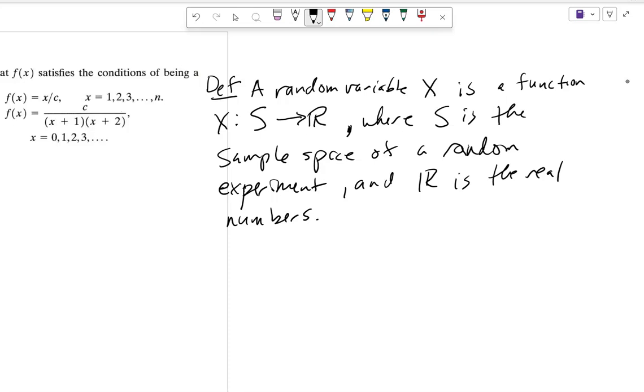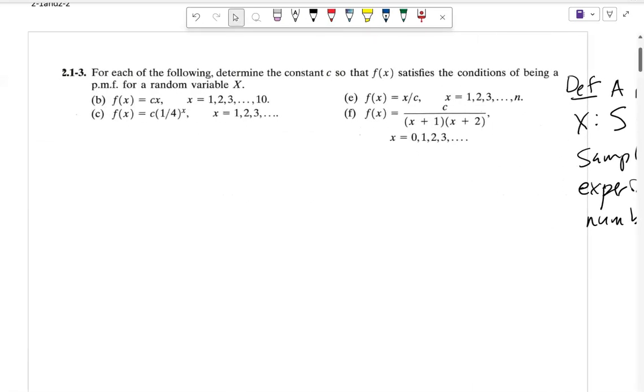Now, again, usually we refer to these functions in a slightly different way. So in this first example that we have, notice it's asking us to determine the constant C so that our f of x here satisfies the conditions. All right, so PMF, this stands for probability mass function.